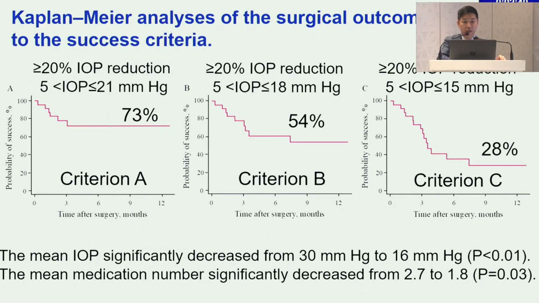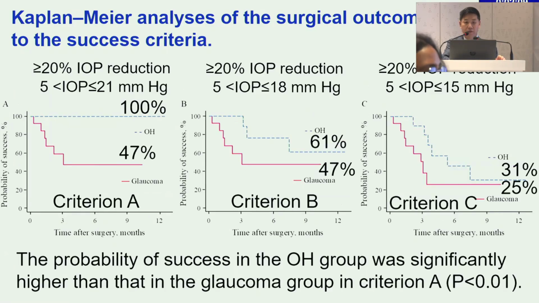The slide shows the Kaplan-Meier analysis of the surgical outcomes. As you can see, the probability of success at 1 year was 73% in criterion A, 54% in criterion B, and 28% in criterion C. The mean IOP significantly decreased from 30 mmHg to 16 mmHg. The glaucoma medication number significantly decreased from 2.7 to 1.8.